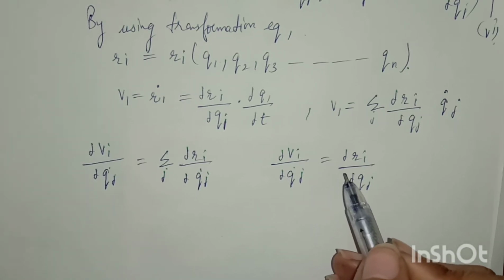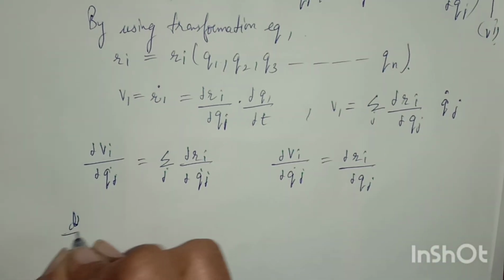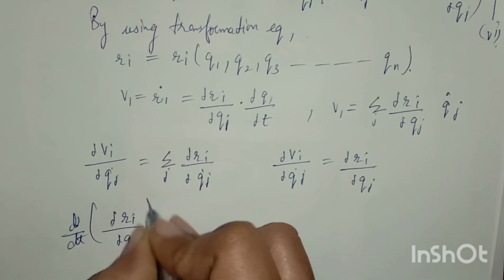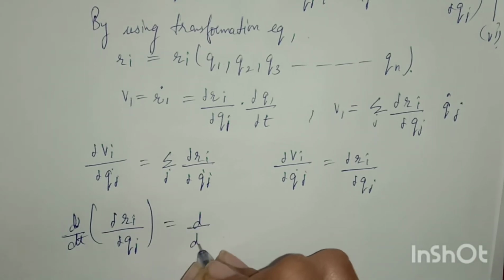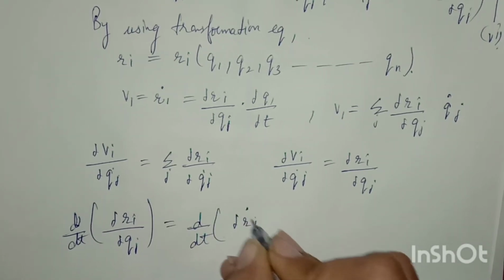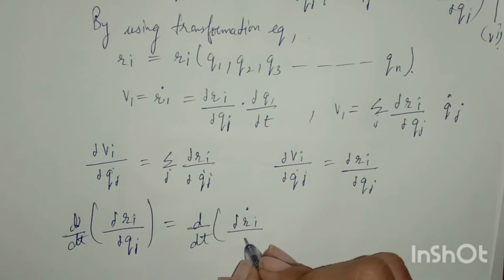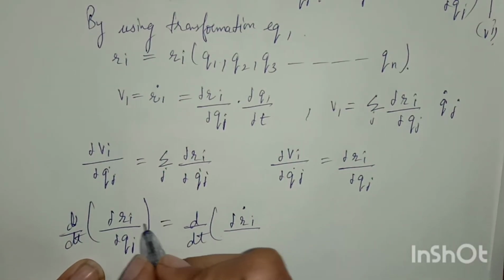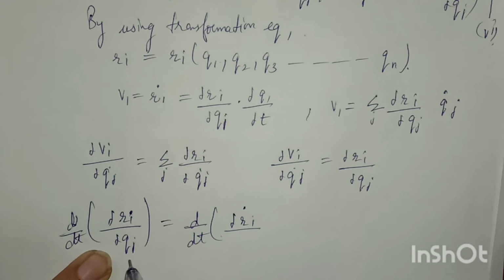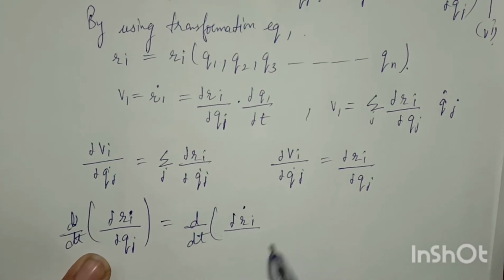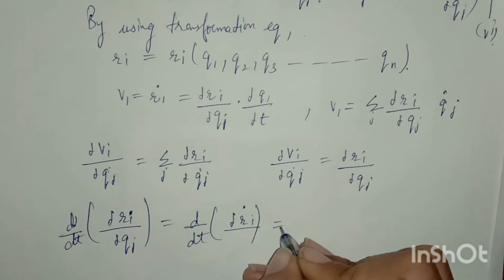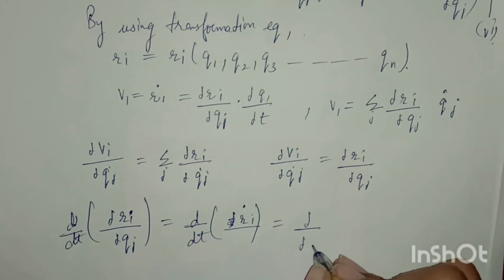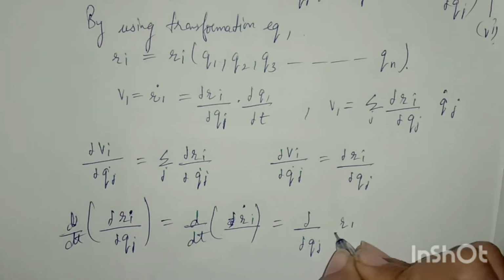So our equation will become d upon dt ∂Ri upon ∂Qj, which is our equation, is equal to d upon dt ∂Ri dot upon ∂Q dot j. We can write this equation like this: ∂Ri upon ∂Qj is equal to ∂Ri dot upon ∂Q dot j.